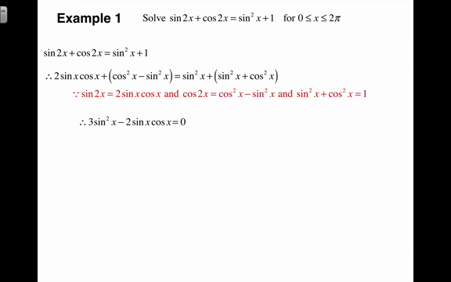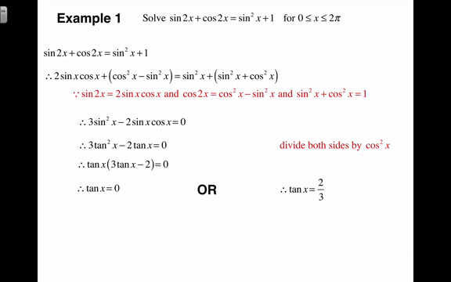Now this is a little bit of a problem for us because we don't like to have equations that have sines and cosines in them. So if we divide both sides by cos squared, remembering that sin squared on cos squared would be tan squared, we get a nice equation that only involves tan. 3 tan squared x minus 2 tan x is equal to 0. We can then factorise that by pulling out a tan x and find our solution. So that gives us tan x is equal to 0, or tan x is equal to 2 on 3.